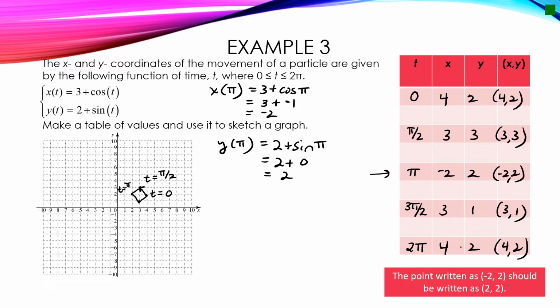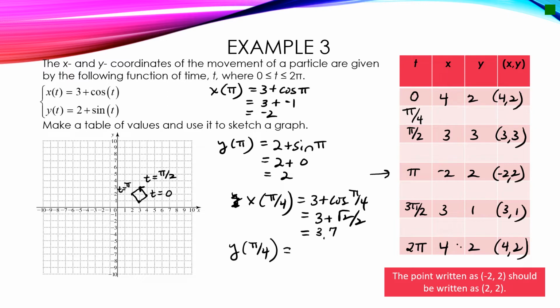If I were to put in, let's say, something in between 0 and pi over 2, so let's just say I put in pi over 4. Then I would have, let me actually start with x, x of pi over 4 equals 3 plus the cosine of pi over 4. So 3 plus root 2 over 2, which is approximately 3.7. And y of pi over 4 is going to be 2 plus the sine of pi over 4. So 2 plus root 2 over 2, which is approximately 2.7. So let me put those numbers in.